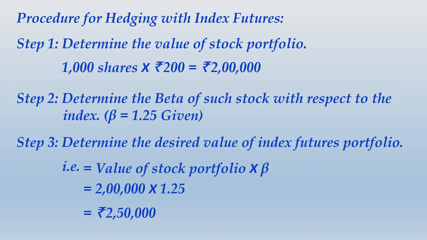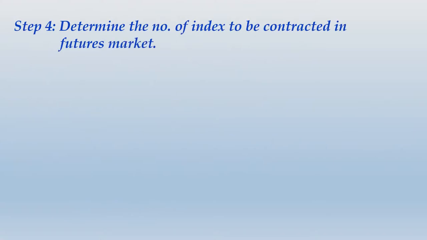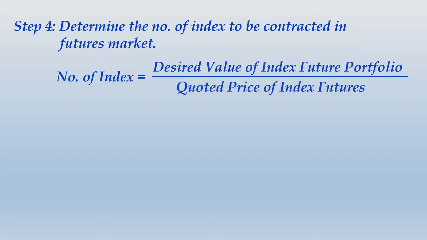Alright then, after these three steps, we move forward and come to the fourth step, to identify the number of contracts. So here we require 62.5 indices to be contracted, and as I have explained, this is not possible. So either you take up one contract or two contracts. One contract would result in 50 index and two contracts would be 2 into 50, that is 100 index. So do one thing, quickly take a screenshot of this working as well, and then I take you ahead.